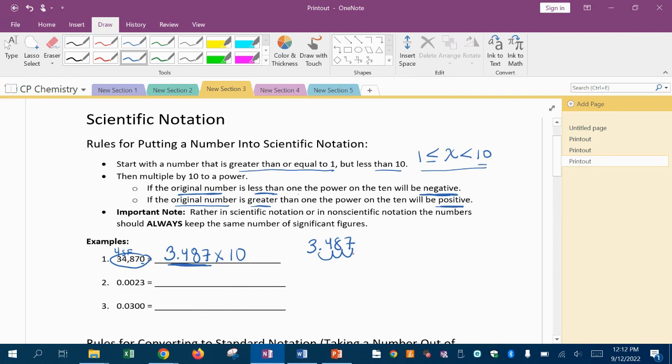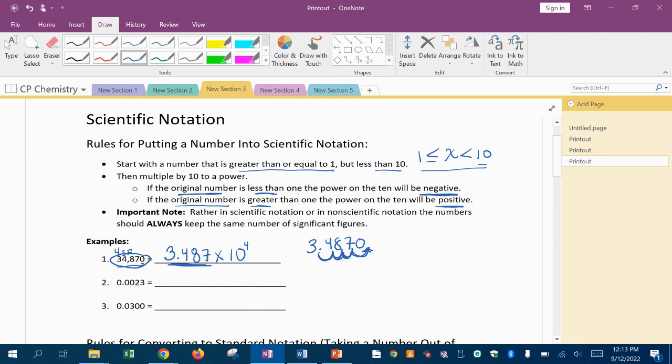That would give me 3,487, but I want 34,870. So I've moved it 1, 2, 3 times. I need to move it one more. So I'm going to move it one more to the right. So I add a 0, which would now give me 34,870. So I moved it 1, 2, 3, 4 times. So that's positive because I need to get 3.487, a small number, back to 34,870, a large number. I have an exponent that is positive.